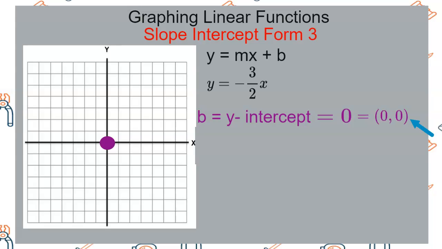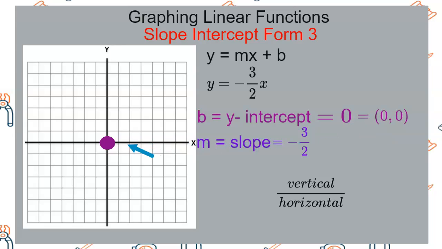Next, our slope, -3/2, tells us that from the y-intercept, we go down 3 and right 2. So from the y-intercept, we go down 3 and right 2. We can also go down 3 again and right 2 again.